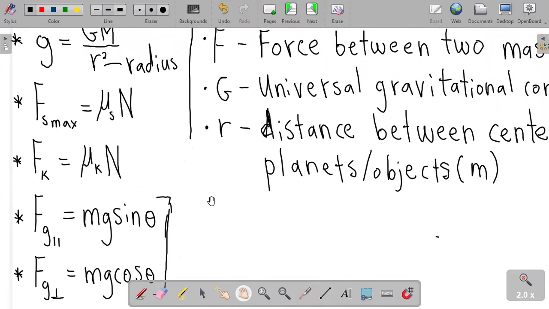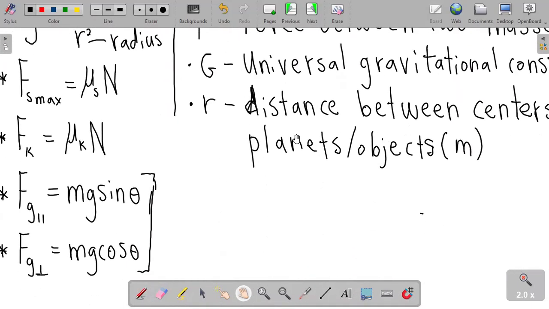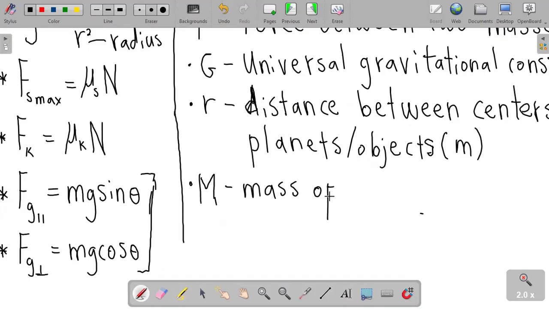Then the next thing is the capital letter M. To make a distinction, the capital letter M here in many cases is the mass of a planet. It's used to show the mass of a planet, and it's also measured in kgs.